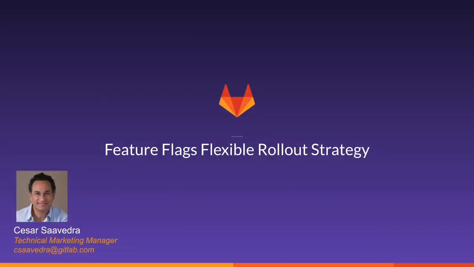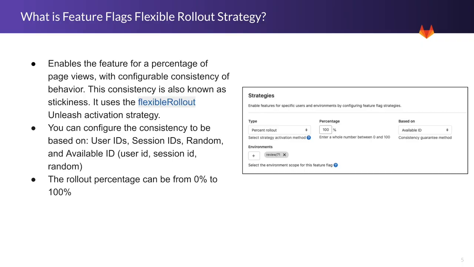Hello, I'm Cesar Saavedra. I'm a technical marketing manager at GitLab. In this segment, I'm going to be covering a new feature in GitLab 13.5 called Feature Flags, Flexible Rollout Strategy. This new capability enables a feature for a percentage of page views with configurable consistency of behavior. It leverages an open source project called Unleash to implement this activation strategy called Flexible Rollout.